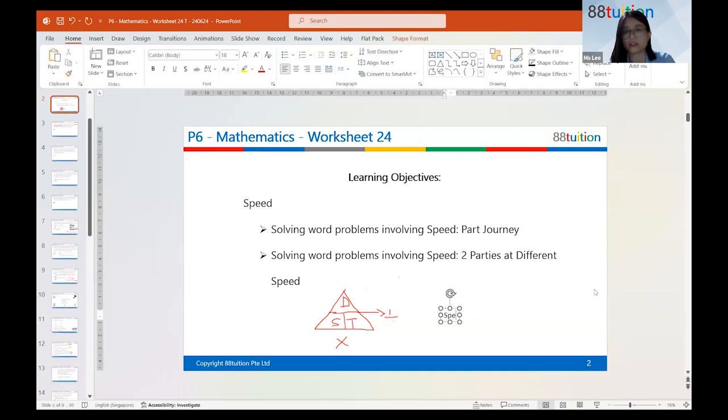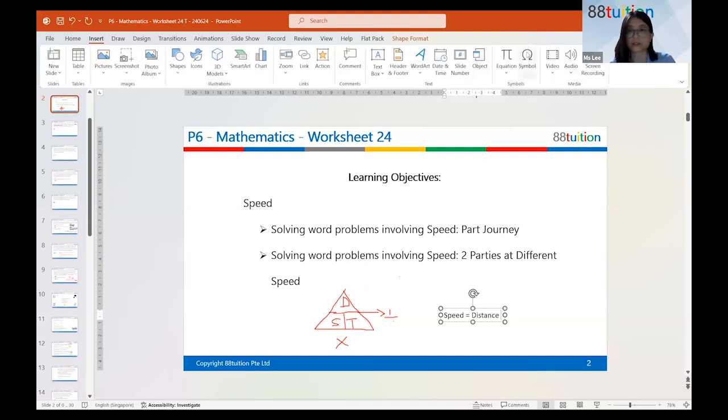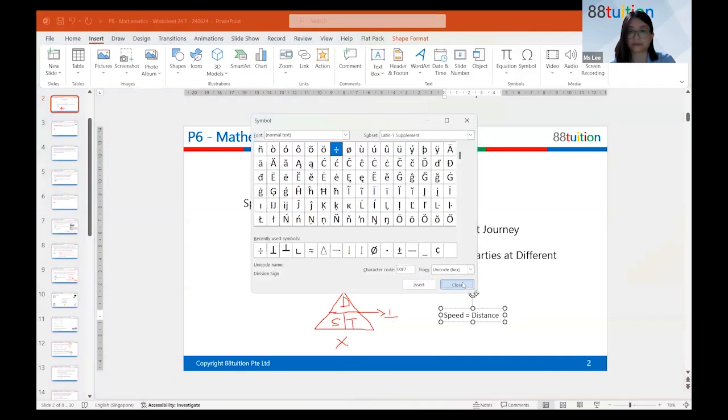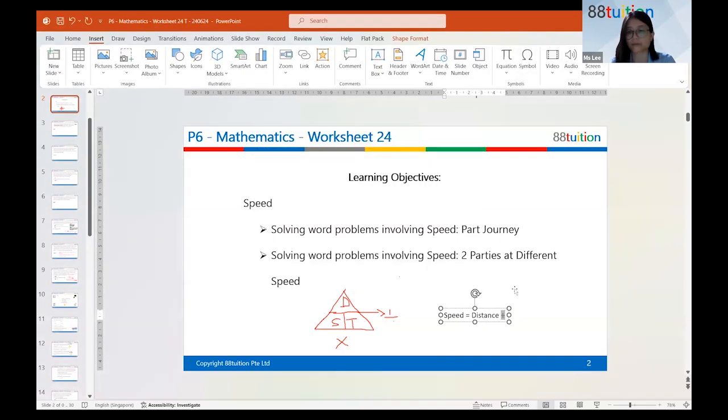So speed is equal to distance divided by time. And then distance is equal to speed times time. And time is equal to distance divided by speed.